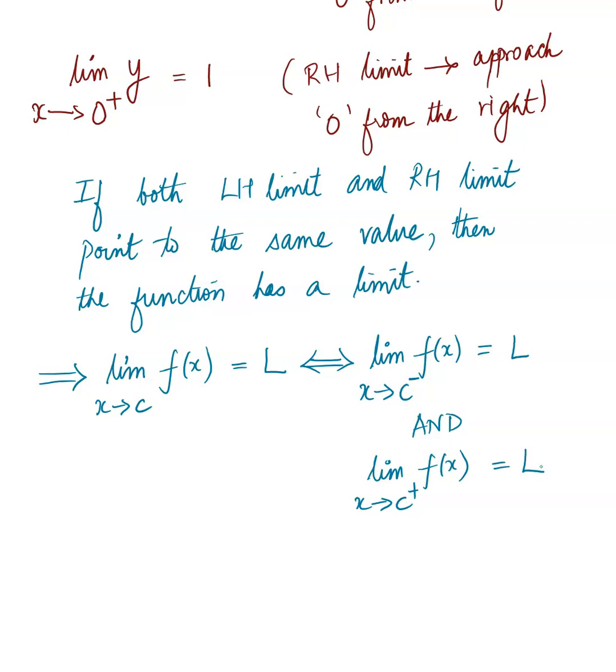Okay, so if you split up the limit into left-hand and right-hand sides, and they point to two different values, then we have one-sided limits. If they point to the same value, then we establish that the function has a limit, which is a two-sided limit.